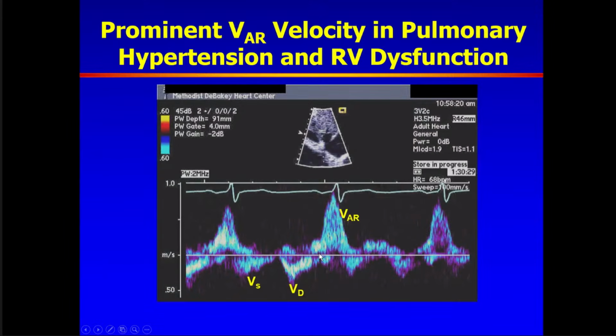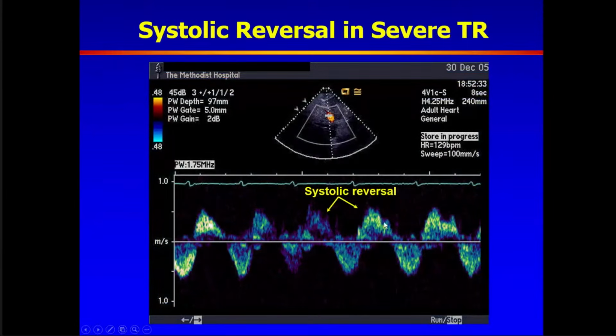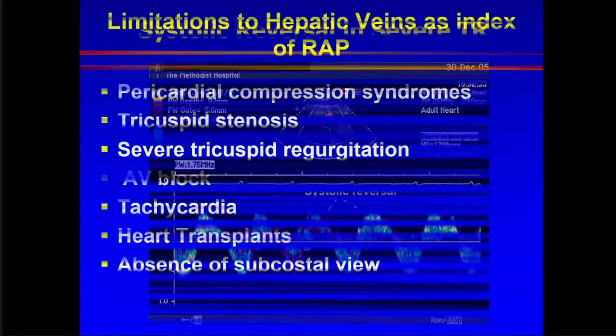Example from someone with a very large atrial reversal velocity and a high end diastolic pressure for the right ventricle. This is from a patient with pulmonary hypertension and severe RV diastolic dysfunction. Systolic reversals, similar to pulmonary vein systolic reversals, are seen with severe tricuspid regurgitation, but they are related to many aspects, not just the severity of the regurgitation, but also right atrial stiffness.